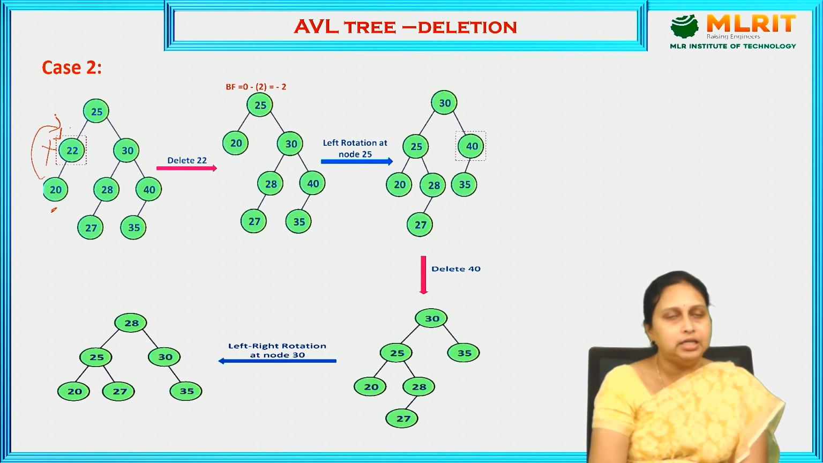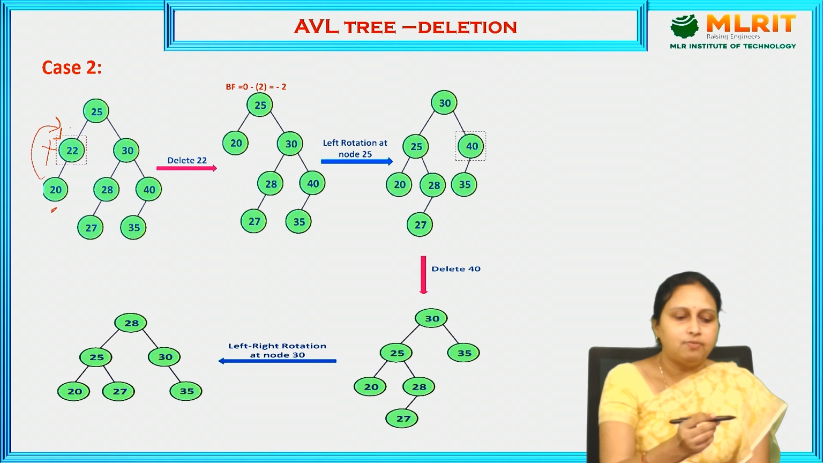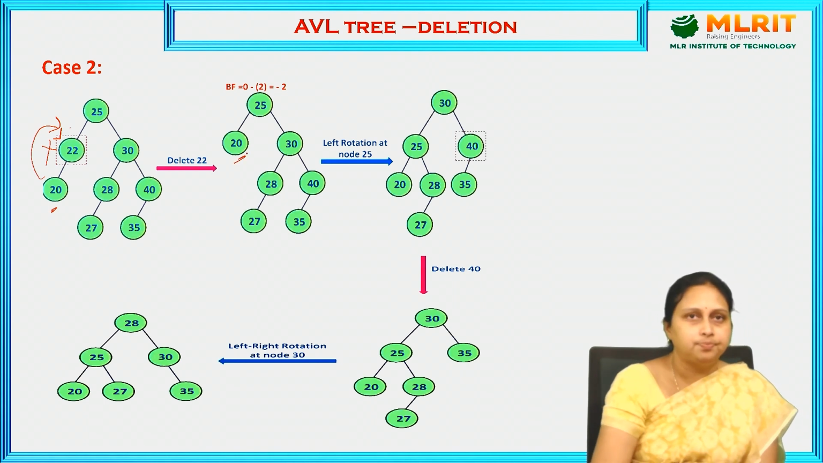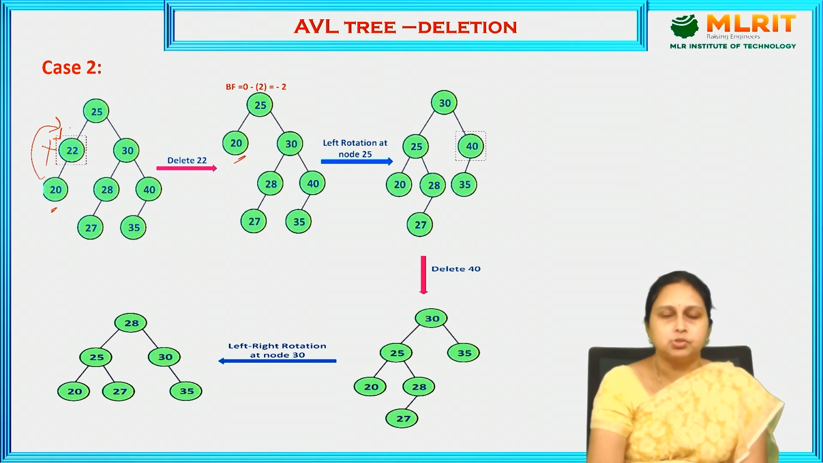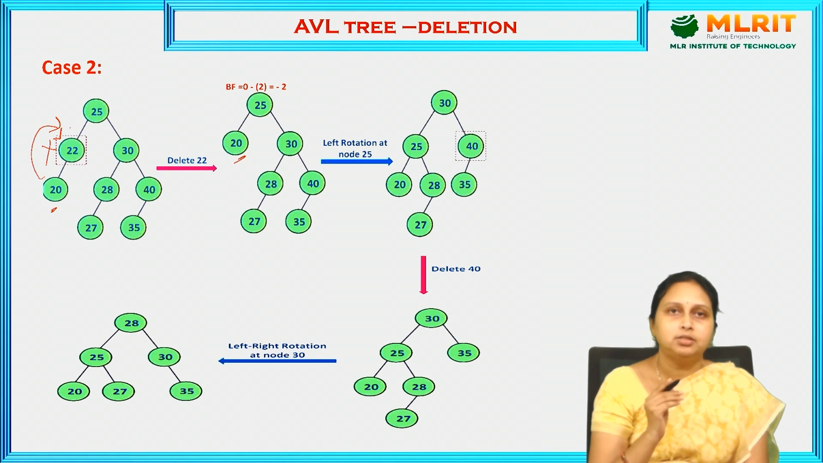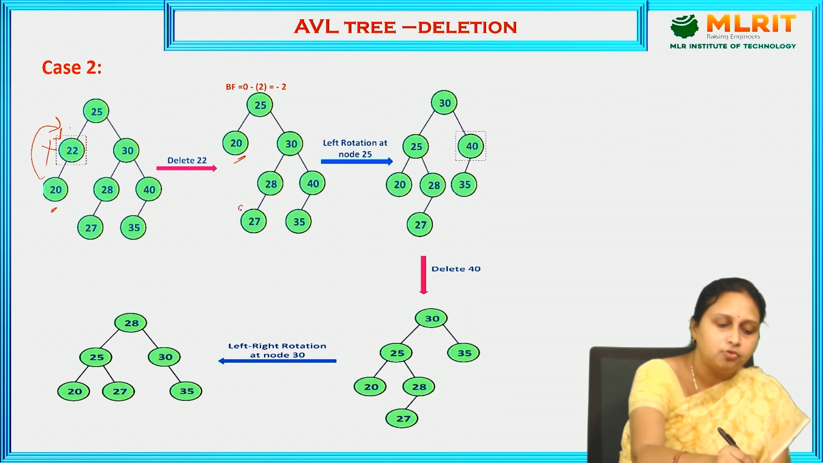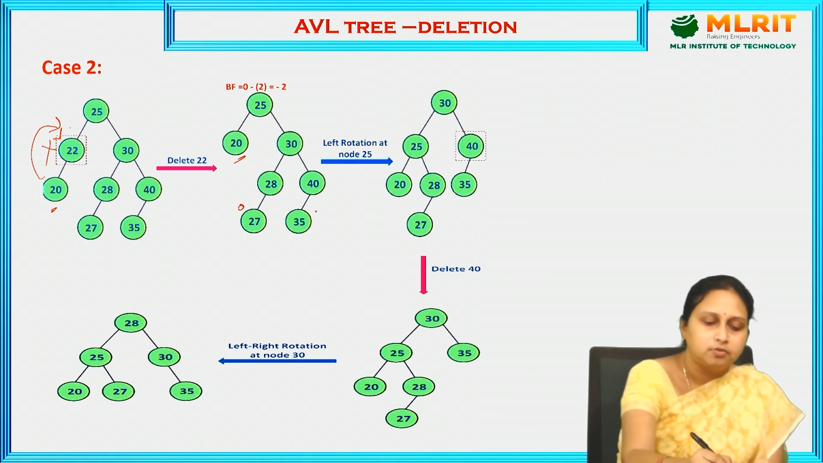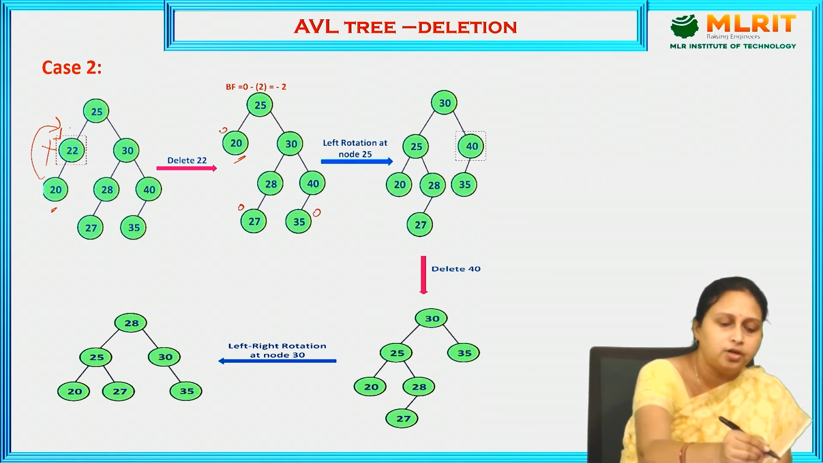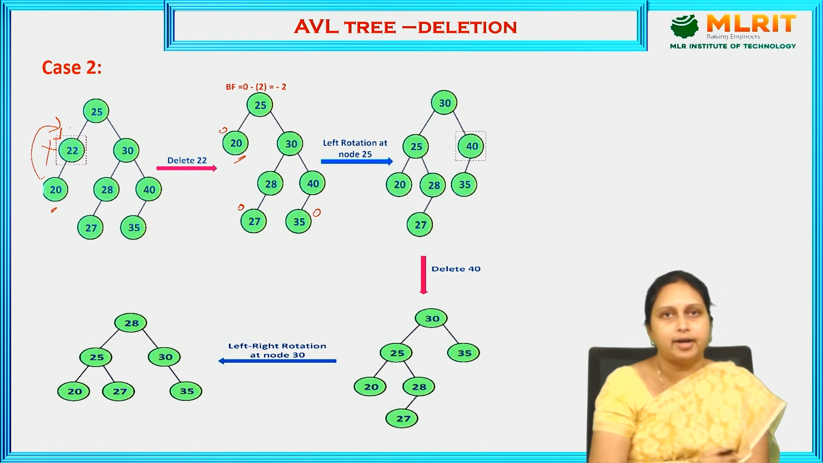The 22 is going to be deleted. For that, the child is 20. That will be replaced, right? Now, 20 is replaced. Now, what we are going to do? We are going to check the balance factor for each and every node. What is the balance factor here? For this it is 0. For leaf nodes, no need to think, it will always be 0. You don't have left and right subtrees.